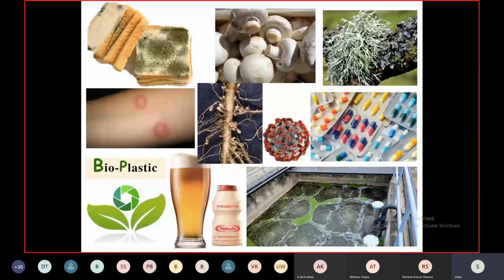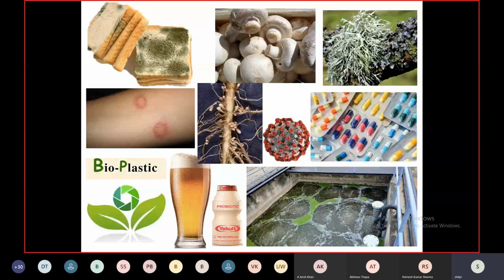Fermentation, does that involve microorganisms? Yeast. Yes, yeast, correct. Probiotics you must have had. One of you said that you see the scum on water bodies, which is also actually algal blooms. Then a lot of antibiotics have been derived from, or are synthesized by, microorganisms.